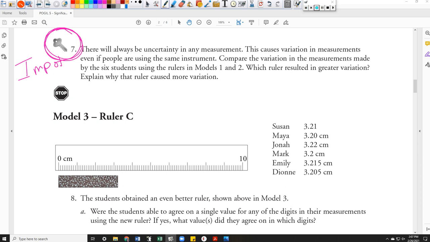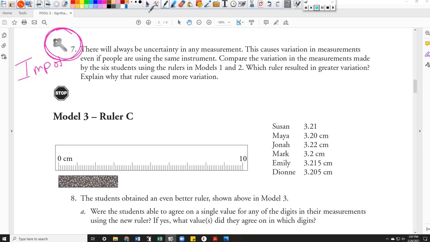So if I handed you a ruler and I handed you a book and I said measure this, is it possible everyone would have a small fractional difference? That's the variation. Okay. Compare the variation of the measurements made by the 6 students and the ruler. Which resulted in greater variation? Explain why the ruler caused more variation. Well, because you had more options, right? It could be broken down into smaller increments. So that's why you have more options there.